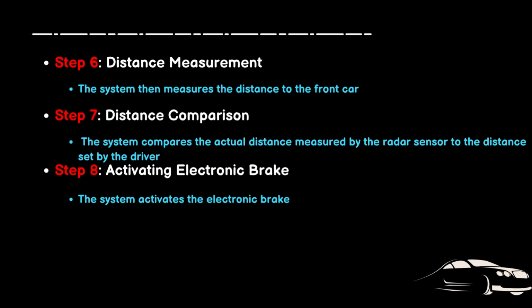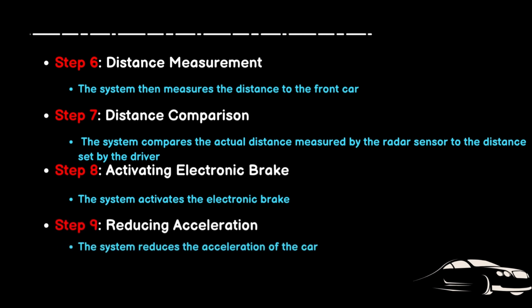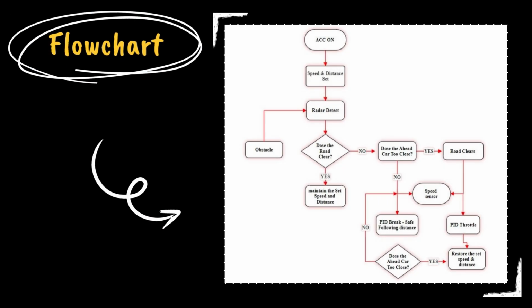Simultaneously, the system reduces the acceleration of the car. By doing this, the ACC system ensures that the vehicle slows down gradually to match the speed of the vehicle ahead, maintaining the preset safe distance. Overall, these flowcharts provide a clear step-by-step process of how an adaptive cruise control system operates, from activating and setting preferences to maintaining and adjusting speed. Each step is designed to ensure safety and convenience for the driver.